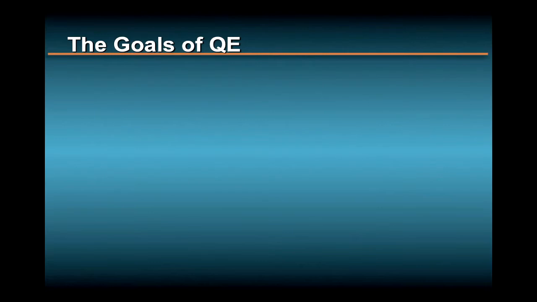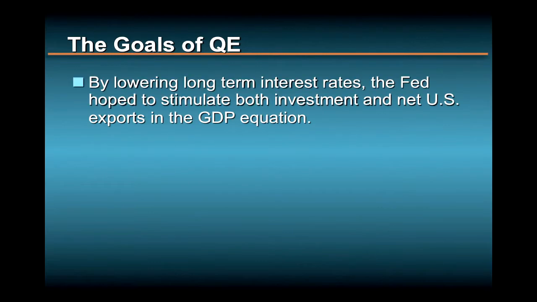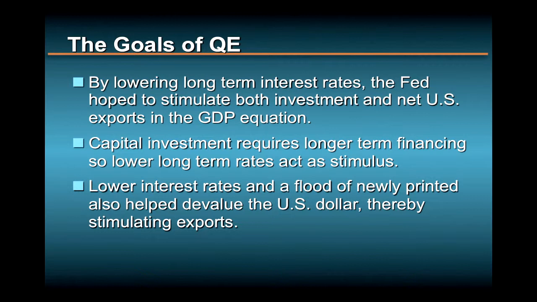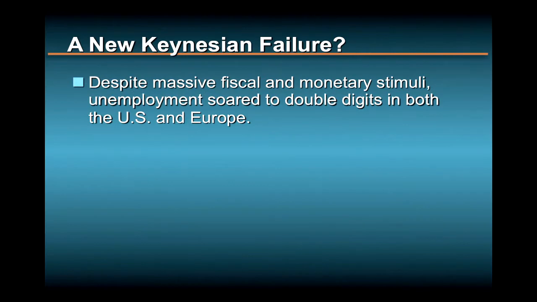Of course, the Fed's goal in lowering long-term interest rates was to stimulate both domestic investment and U.S. exports. Domestic investment benefits from low fixed long-term rates because most investment requires longer-term financing. At the same time, lower long-term interest rates and a flood of easy money would help depress the value of the U.S. dollar, giving U.S. exports a boost.